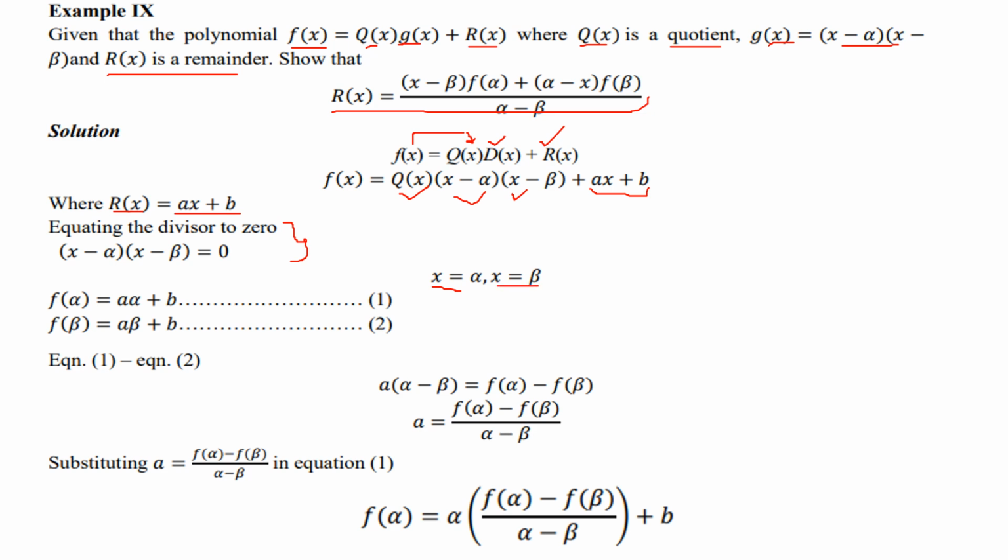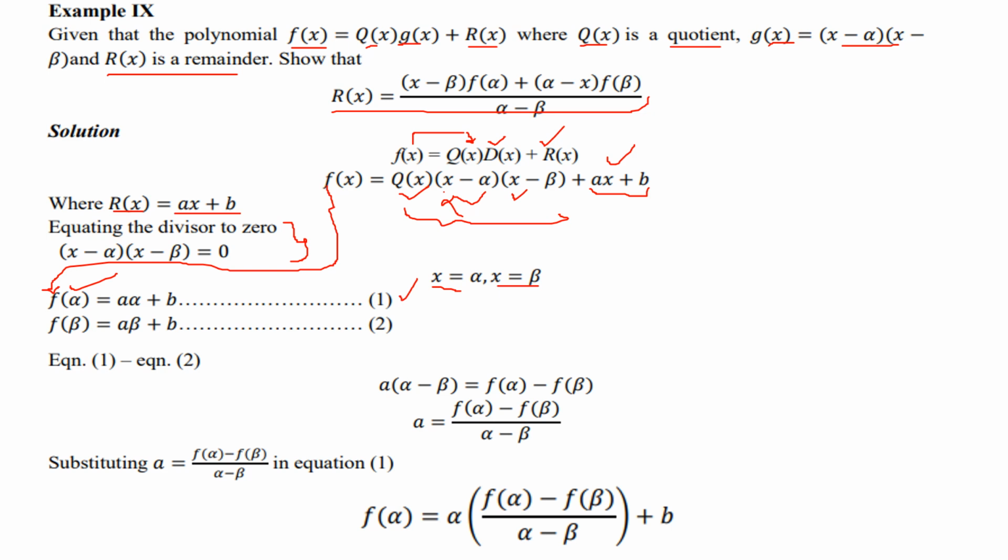So when you substitute alpha into this equation of our polynomial, pay attention. Where there is x, we put alpha. That's why we have f of alpha. And if we put alpha here, you realize that it will be alpha minus alpha. So this expression, the resultant will be 0. So it will go away. But if we put alpha here, we shall remain with a times alpha plus b. So that means f of alpha is equal to the remainder, which is a alpha plus b. So that will be equation 1.